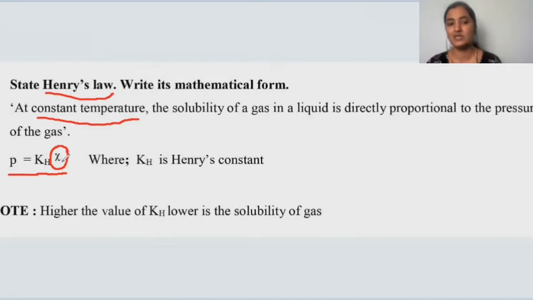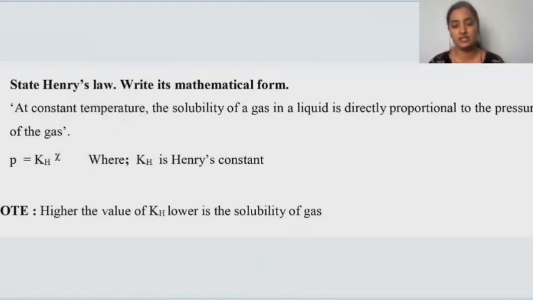What is this X? X indicates the mole fraction, and P indicates the pressure, and this KH is the Henry's law constant. Hope you got to know about Henry's law and its mathematical form. Now let us move towards the next question here, children.